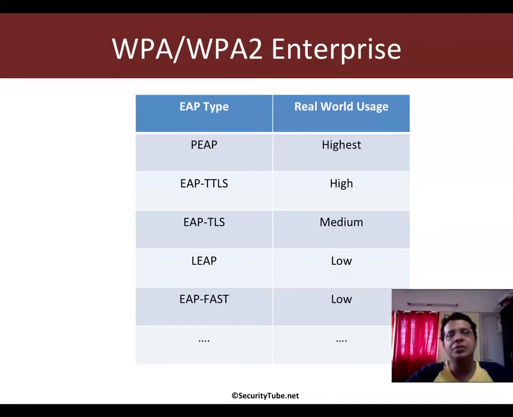So as we've seen in previous videos, when we use WPA2 Enterprise, there could be multiple EAP types which we can use for authentication. Now, some of the more popular ones include PEAP, EAP-TTLS, EAP-TLS, and then you also have LEAP and EAP-FAST, which are proprietary solutions.